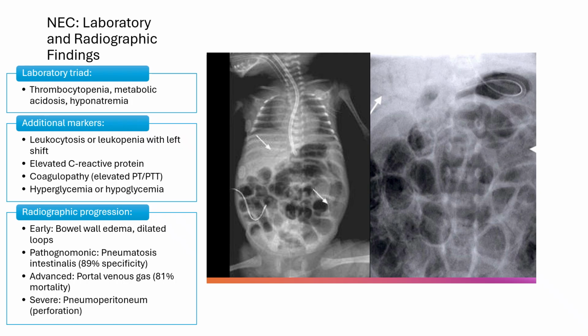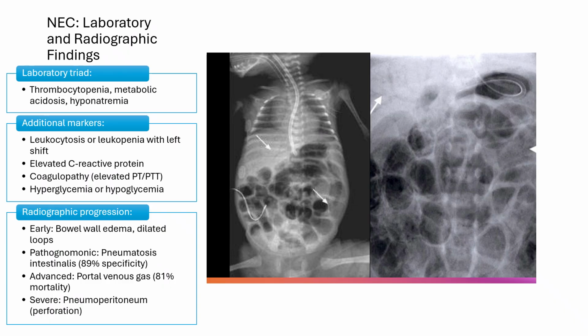Metabolic acidosis develops from 2 sources: poor tissue perfusion as the infant becomes shocked, and bacterial metabolism producing acidic byproducts within the necrotic bowel. The refractory hyponatremia happens because inflammatory mediators increase capillary permeability, causing sodium and fluid to leak into the inflamed bowel wall and peritoneal cavity. This third spacing creates the paradox of an edematous, fluid-overloaded infant who is actually intravascularly depleted.